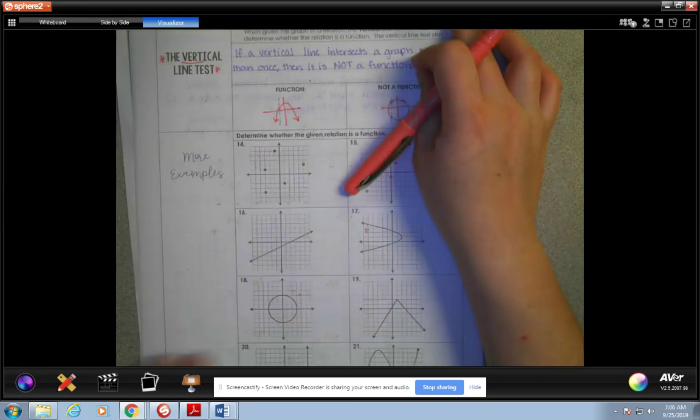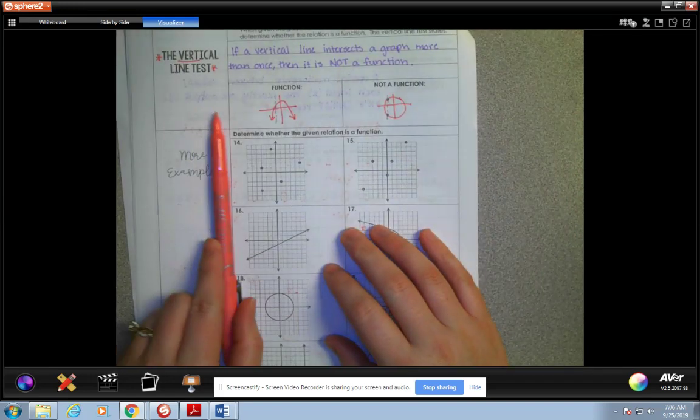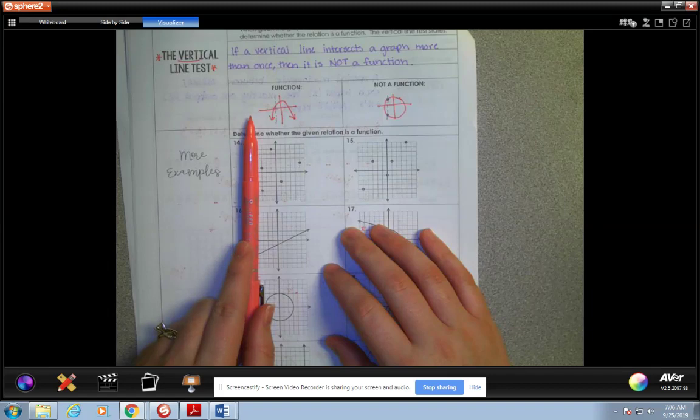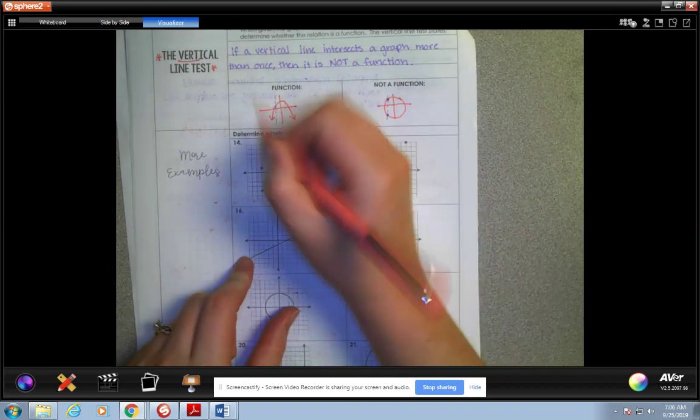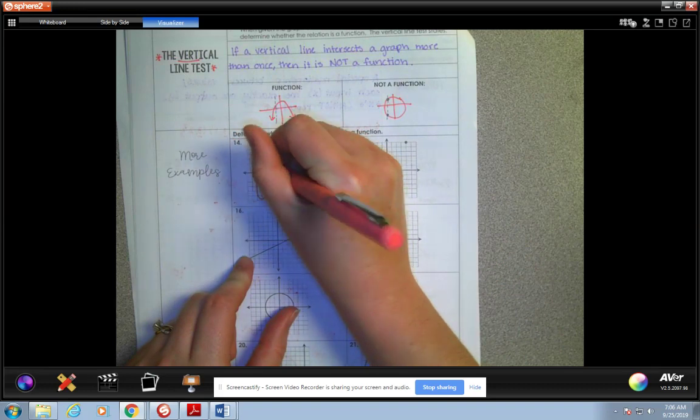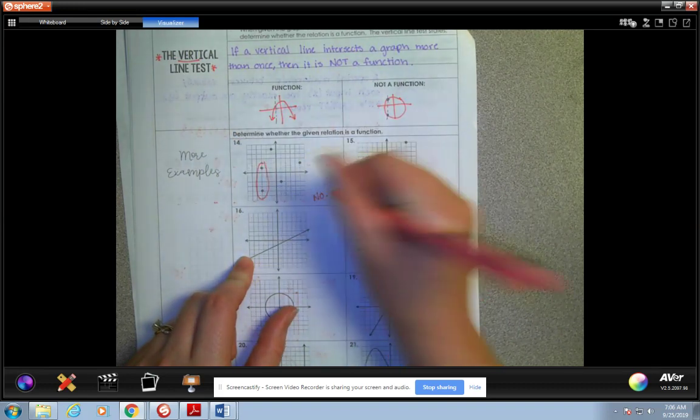So number 14, I'm going to start from the left to the right. I'm just going to move my pencil or my marker here. Uh-oh, do you see right here at this vertical line, it's going to intersect twice? So this would make this not a function. So no, it's not a function.